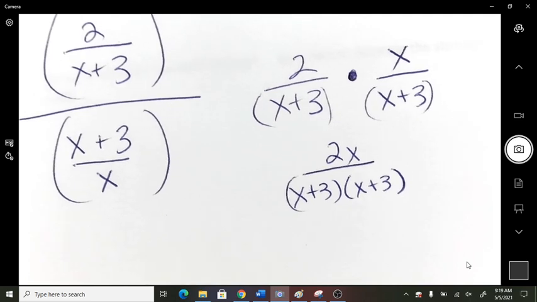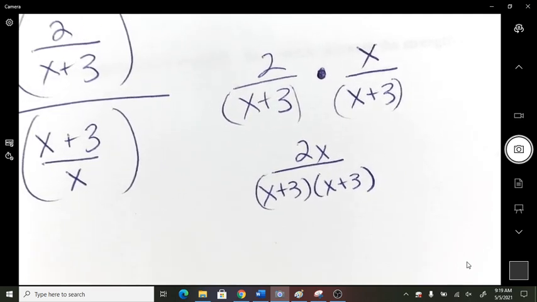So there might be somewhere on your test where I see if you're going to do that by accident. So remember, canceling is only a top-bottom cancel. You don't cancel sideways. Okay?